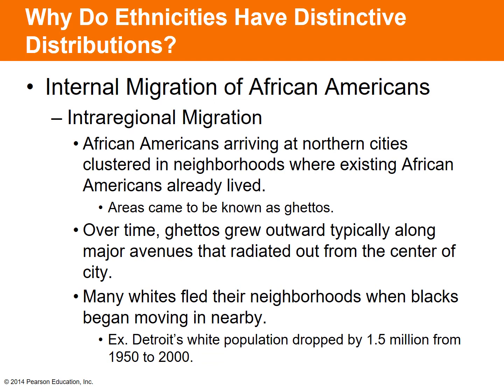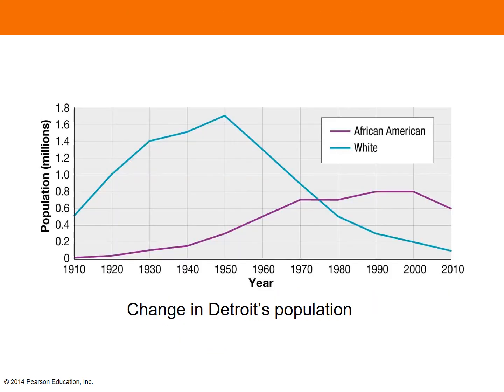So an example of this white flight that is well known is in Detroit, when the white population of that city dropped by 1.5 million in the 5 decades between 1950 and 2000. And that's quite a bit. So you can see that visually represented here, where you have the change in Detroit's population over time.